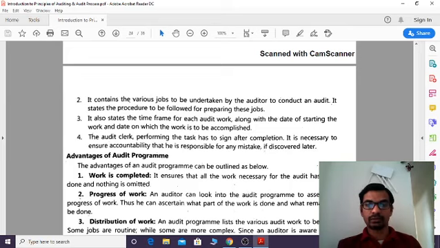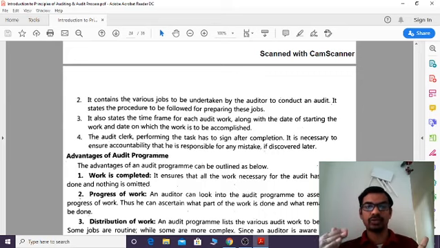And the last one: the audit clerk performing the task has to sign after completion. It is necessary to ensure accountability, that he is responsible for any mistake if discovered later. In audit work there are a number of transactions that the auditor has to verify and examine, so a single auditor can't do this work. Therefore, the auditor recruits clerks under him, and those clerks work as assistants and do the work on behalf of the auditor. So this audit program ensures the accountability as well as the responsibility of the audit clerks. These are the various features of the audit program.